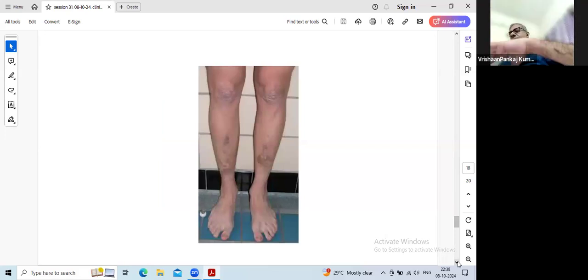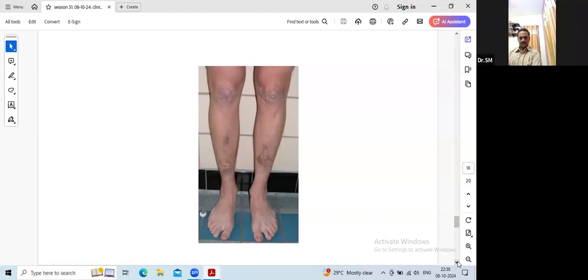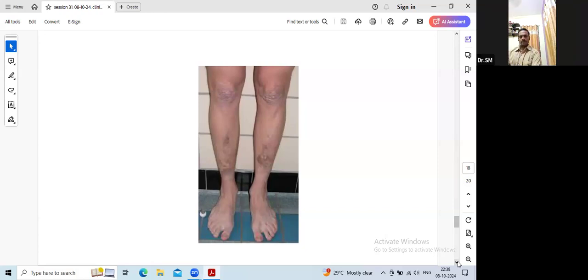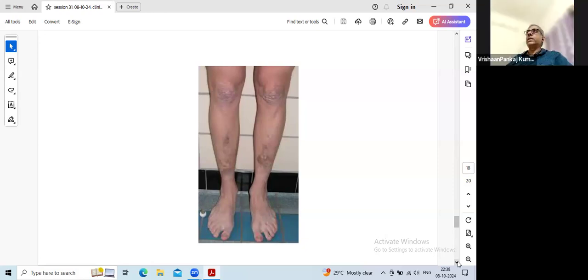Then I would like to do the patellar tap. Is there any evidence of effusion on both sides? No, patellar tap is negative. There is no fluid. Okay. Then I would like to check internal and external rotation. I would like to flex the hip joint and the knee joint to 90 degrees. Yeah, you feel the joint is a bit more mobile in internal and external rotation.